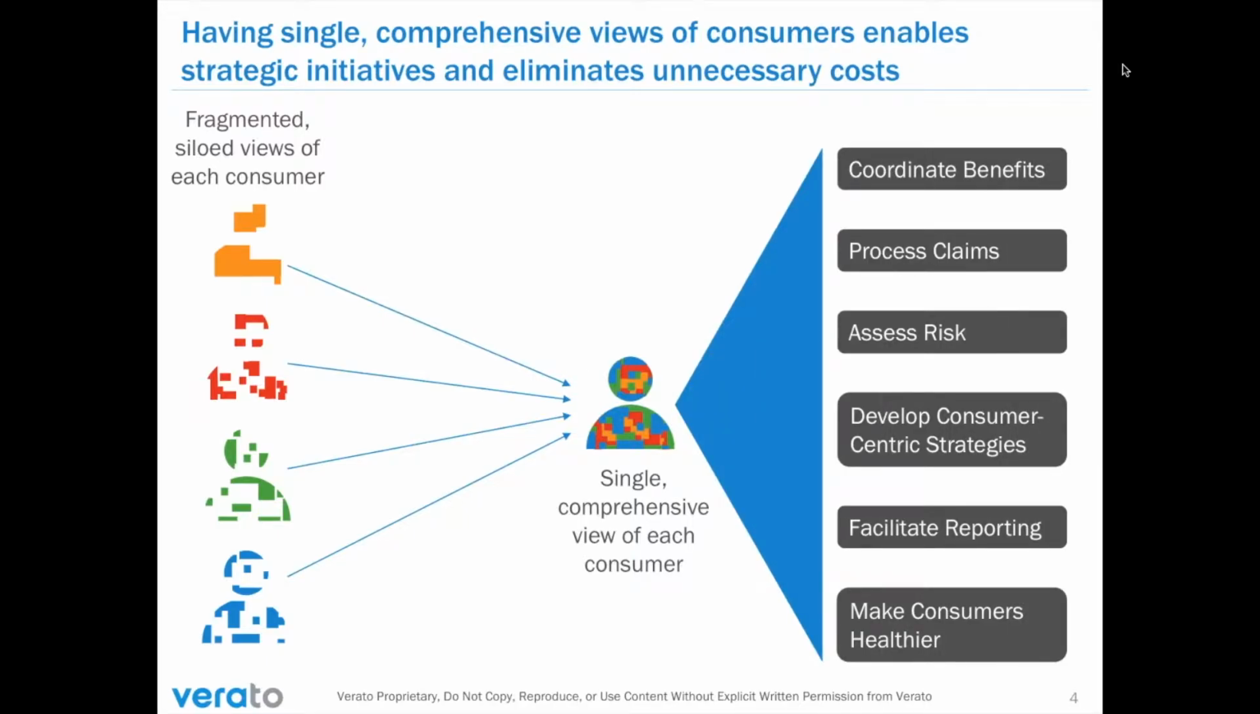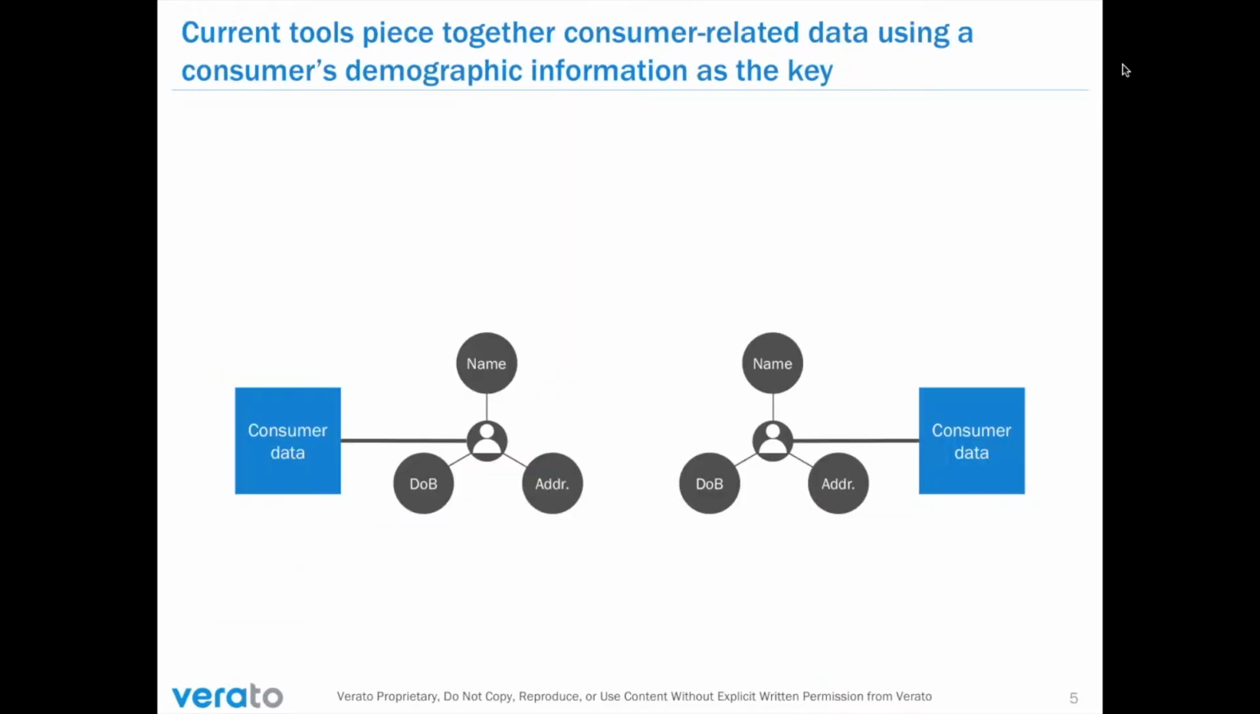Things like processing claims as efficiently as possible, properly assessing risk, coordinating benefits with other organizations, facilitating reporting, and just in general consumer-centric strategies. Those are all ideal things that everyone wants to accomplish with this single comprehensive view of a consumer. But the more fragmented those views are, the more challenging it becomes to actually accomplish those things. And again, that's really because of the explosion in the variety of the data that's coming in and the discrepancy in how complete, how accurate, and how correct that information is.